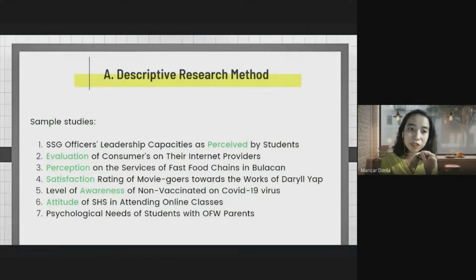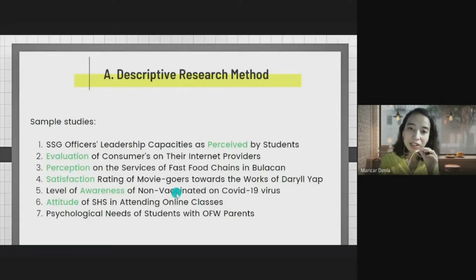Same goes with the perception of the services on fast food chain in Bulacan. Okay, since taga Malolos ka, mas na-appreciate mo yung mga ganitong taste and services of the food. So again, there's something with the profile of the respondents. Okay?